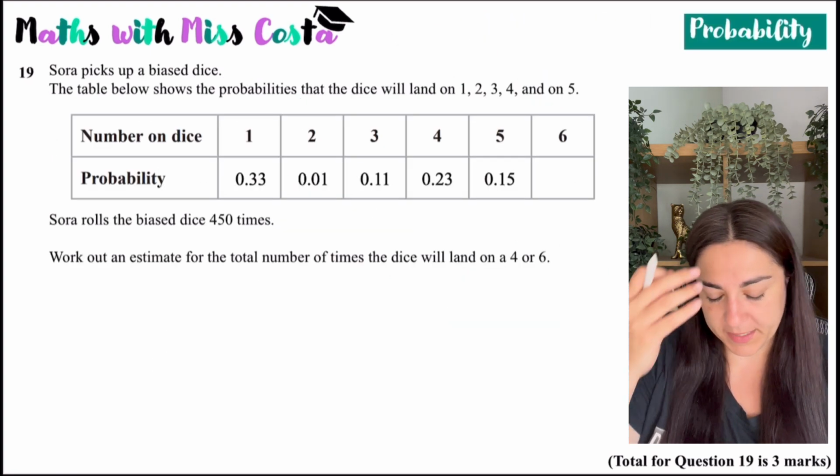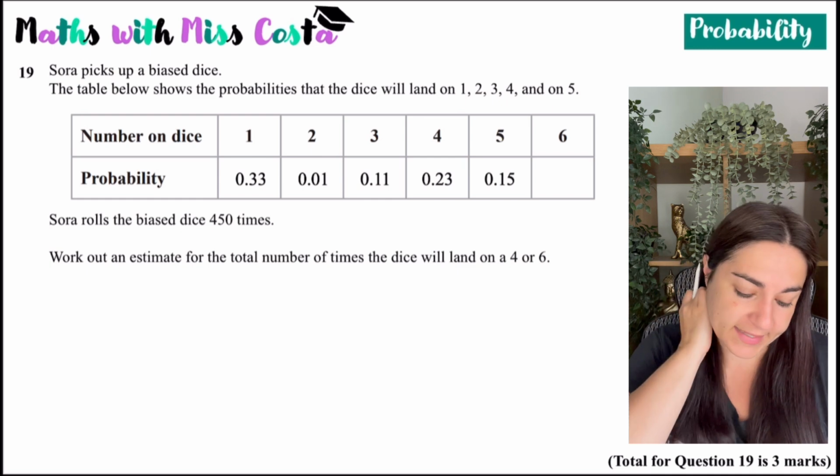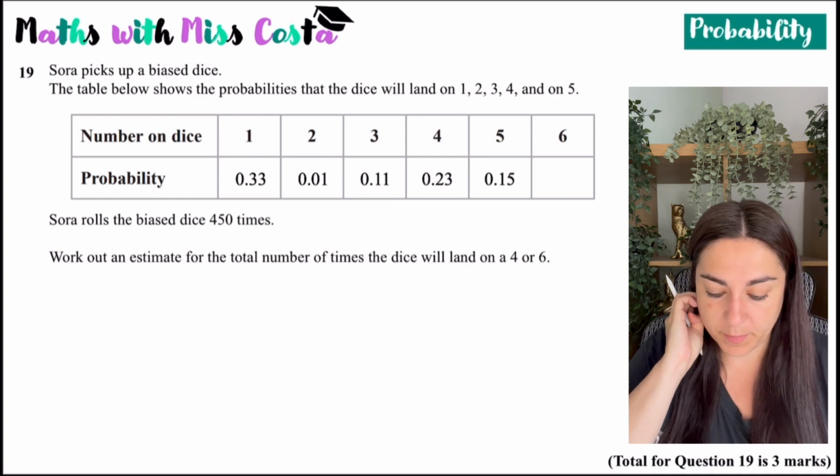Okay, next I've got a probability table. So I'm told that Sora picks up a biased dice. The table shows the probabilities that the dice will land on 1, 2, 3, 4, and on 5.